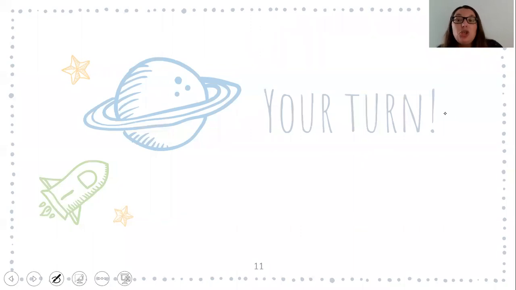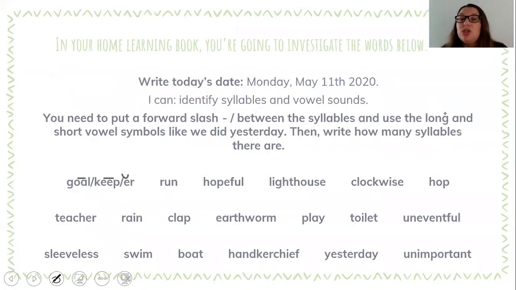So now it's your turn to give it a try. So you are going to write in your home learning books, you are going to write today's date, which is Monday, May 11th. You are going to write your LO, which is I can identify syllables and vowel sounds. And what you are going to do is you are actually going to use the slash between the syllables. So you have two jobs today. You're going to be separating the syllables, and like we did yesterday, you're going to tell me about the short and long vowel sounds, okay? Just like we did yesterday. So you really need to try to get the words.